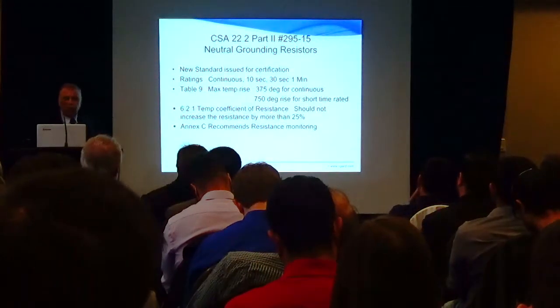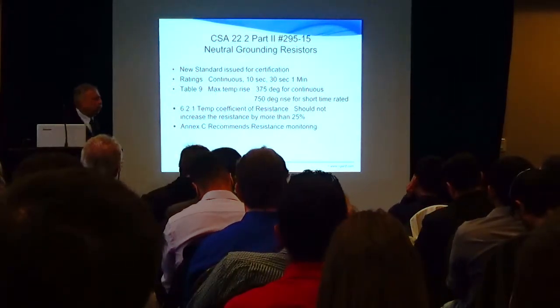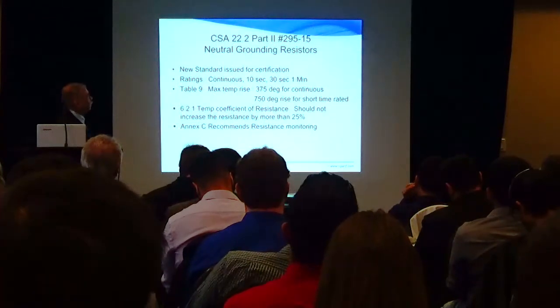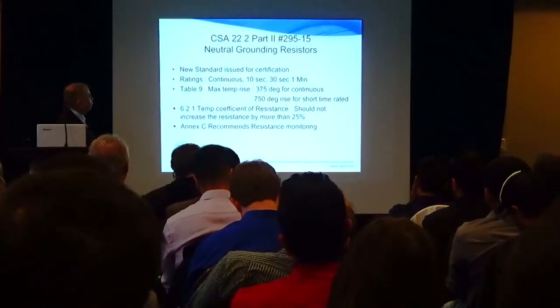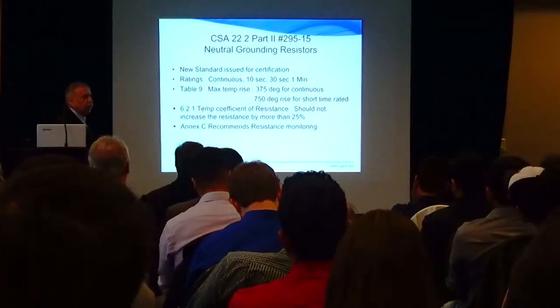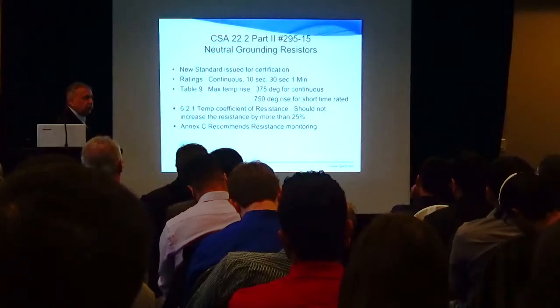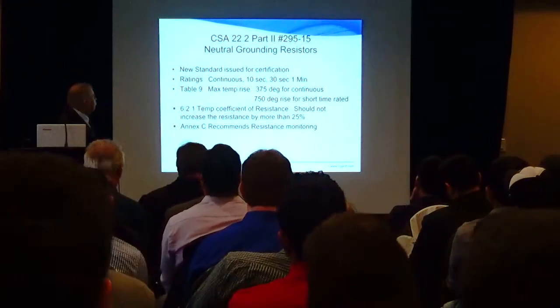Since CSA thought this was going to be widely applied now, they have created a standard for neutral grounding resistors. It was issued in 2015, standard 295 for a neutral grounding resistor. So this allows the suppliers of resistors to get that equipment certified by CSA so that when it arrives at your job site, it will be a certified unit.